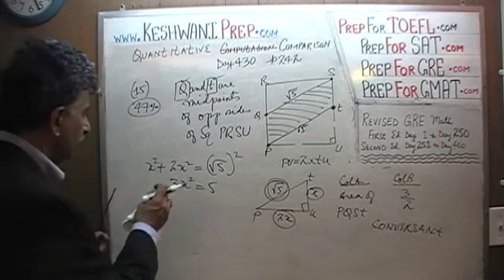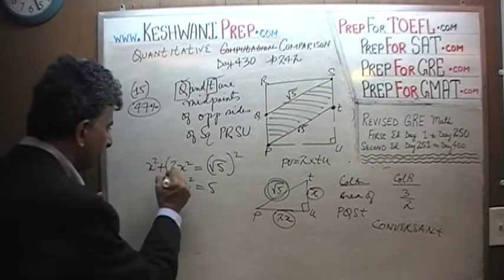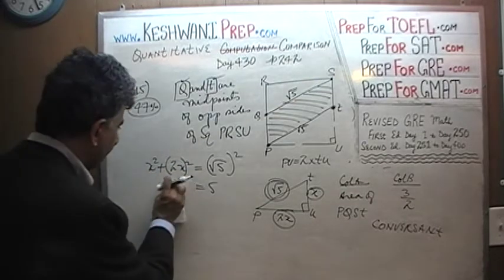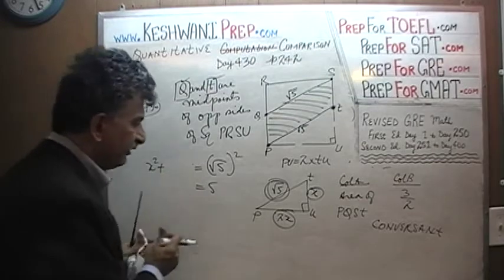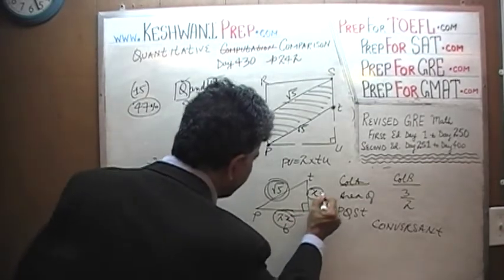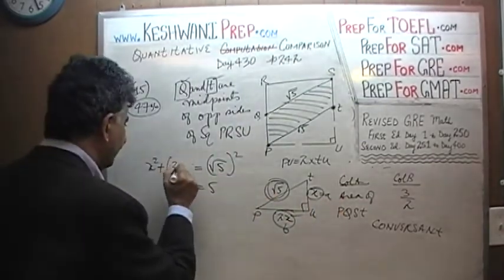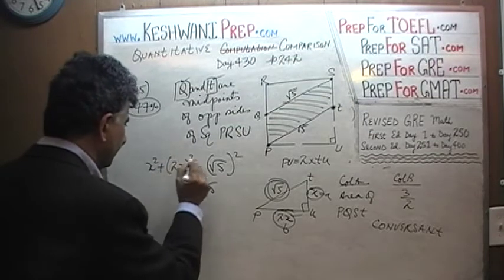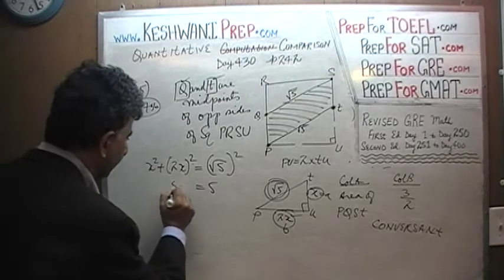Something has gone wrong because I made a mistake here. This should have been a squared plus b squared. I wasn't paying attention. This is your b, this is your a. So a squared plus b squared, this is plus b squared. And that gives you 5x squared.